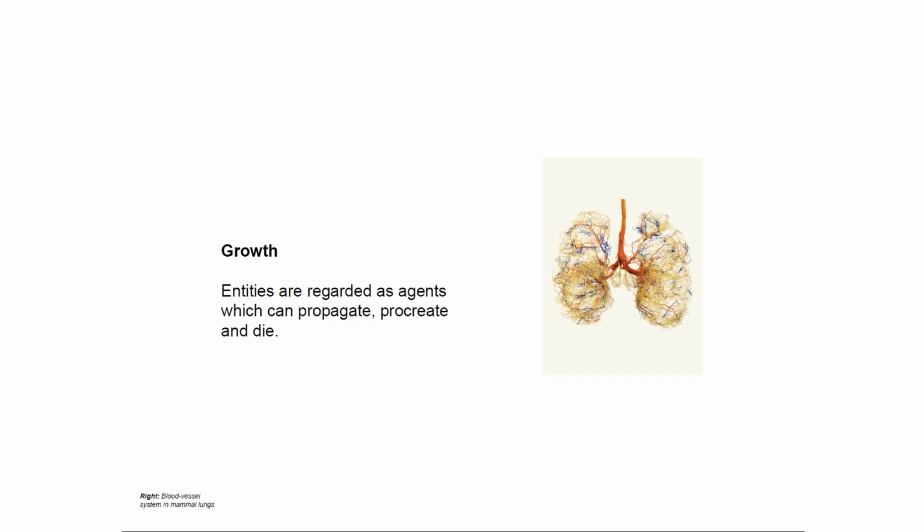So one of the principles is growth. In a way, entities are regarded as agents which can propagate, procreate, and die. So we really talk about growth patterns, and it's clear that in nature, basically everything is grown. Everything that nature creates, all organic life, is somehow grown: you start from maybe a single cell and you go on from there into a whole organism. How this happens is not really well understood yet, and I think many more decades of research will be needed before we understand how even these processes work. But some basic principles we can extract.